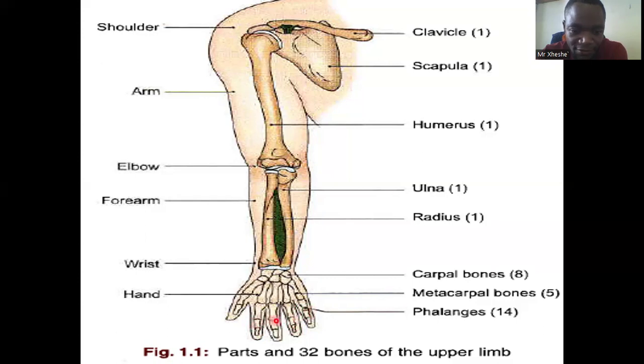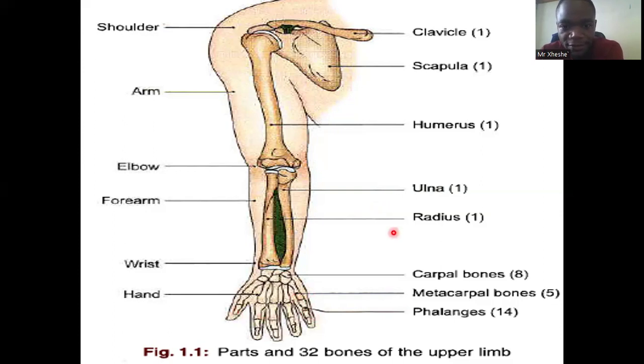Index, middle, annularis, and auricularis. Annularis because this is a finger that is used for wearing rings. So that's where the name comes from. Auricularis, auricle means ear. So this is mostly the finger that we use to clean our ears. That's where the name comes from.